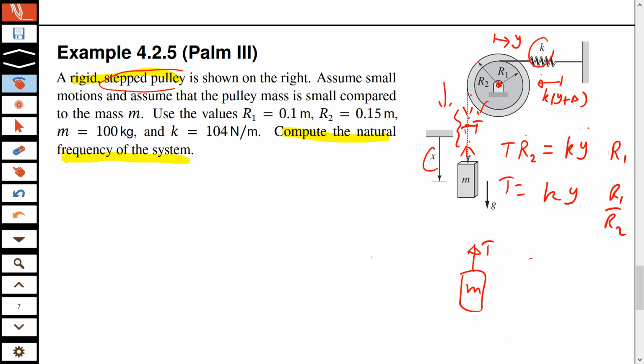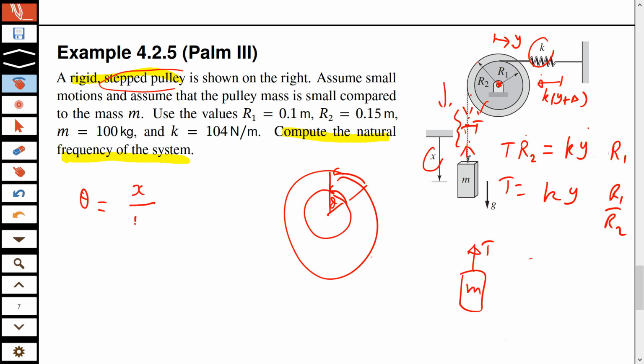But the question is how to relate x with y. For that, we know that when you have two different circles with different radii, and you have motion along those circles, the angle will still be the same. So the angle theta is not only x over r2, it must also equal y over r1. And that means that we can now forget about theta and write y in terms of x, which is r1 divided by r2.